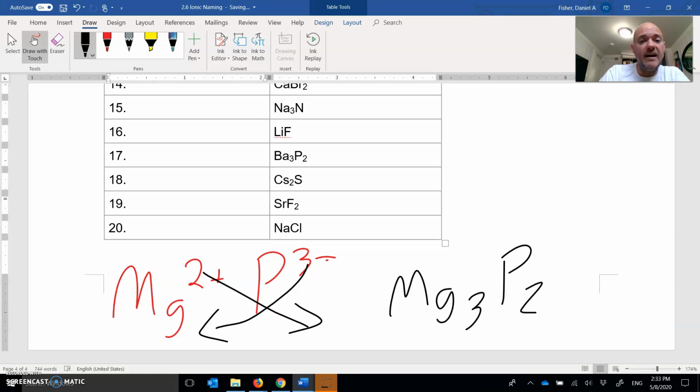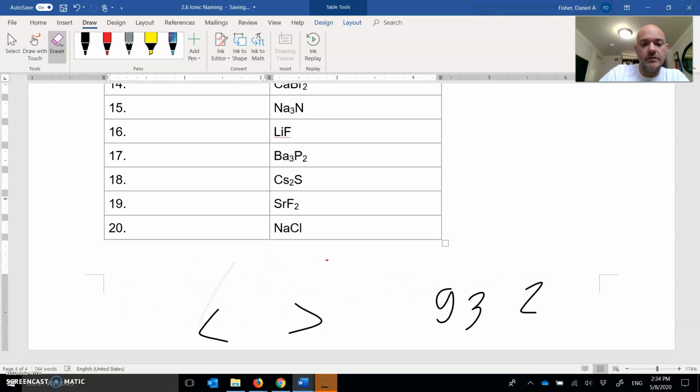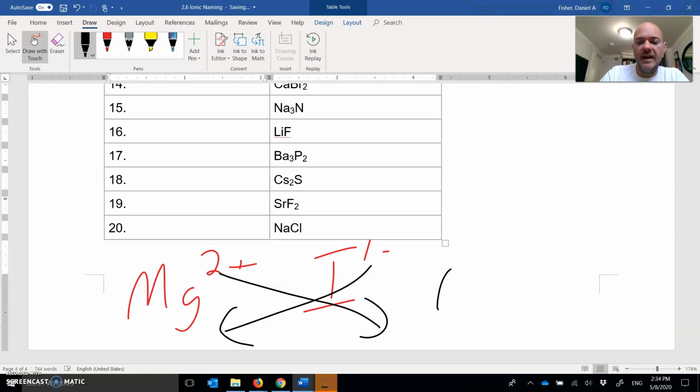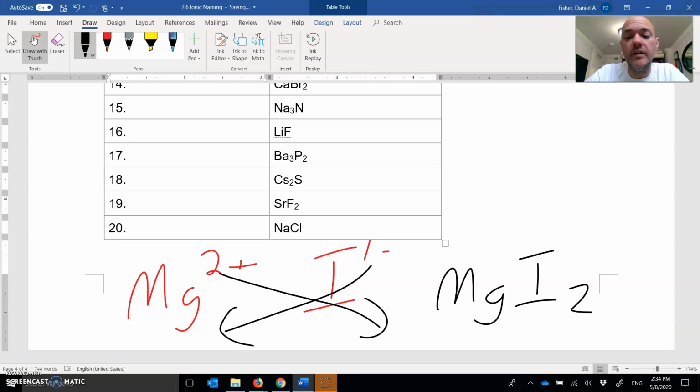So if I have the one we just did above, magnesium, which is a 2 plus, and iodine, which is a 1 minus, I can drop these numbers down, right? Boom, boom, and I get MgI2. Remember, I don't need to write the 1 if there's only 1.